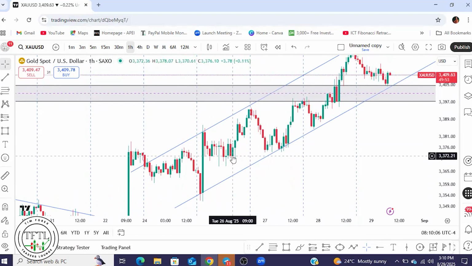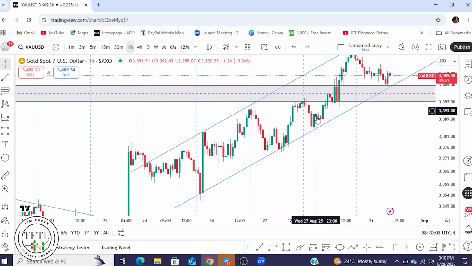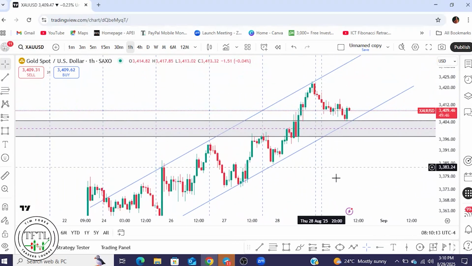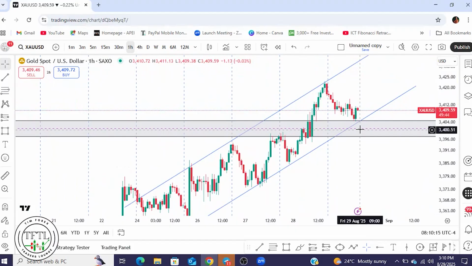The moment the market retraces to these levels, you look for buys. Retraces, these levels are the ones that you want to look for buys. Pushes up, retracing. These are the levels that you want to look at for buys.